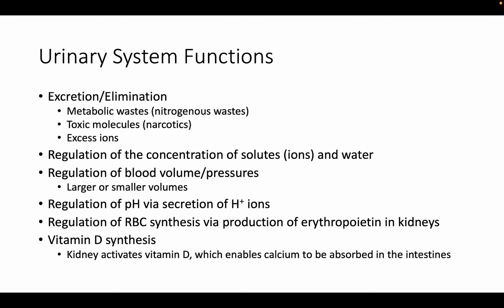Then there's also regulation of blood volume and pressure, so it's tightly knit with the respiratory system and the cardiovascular system. Regulation of pH via different secretion of hydrogen or acidic ions. Regulation of red blood cell synthesis via the production of erythropoietin in the kidneys. We talked about this a little bit with our blood lecture with the hematopoiesis. And then also the kidneys are involved in vitamin D synthesis by activating vitamin D to help calcium be absorbed in the intestines.